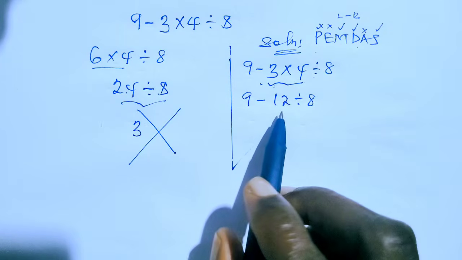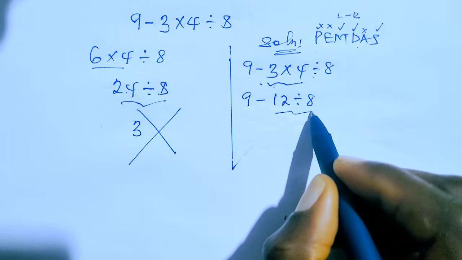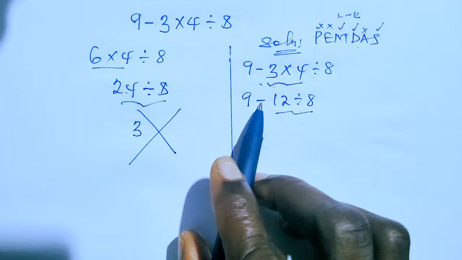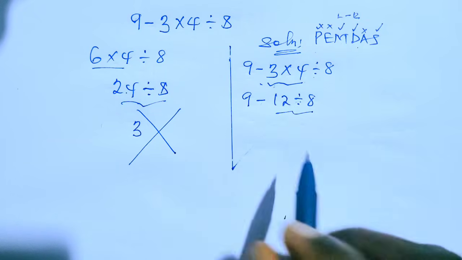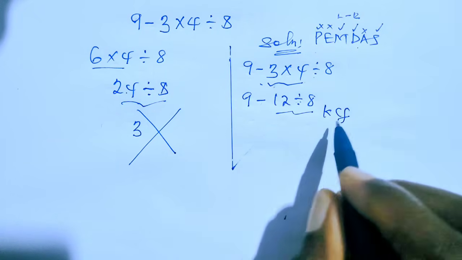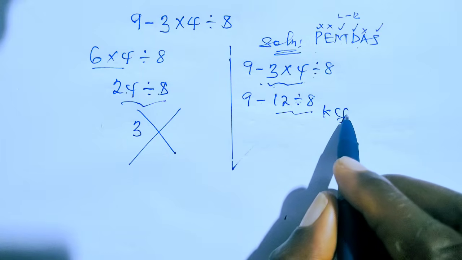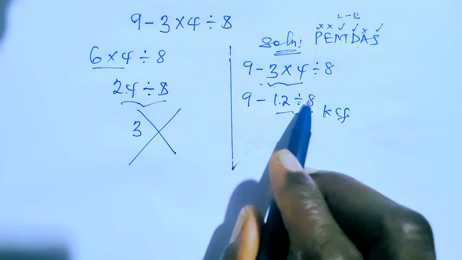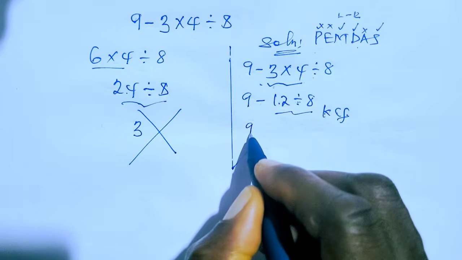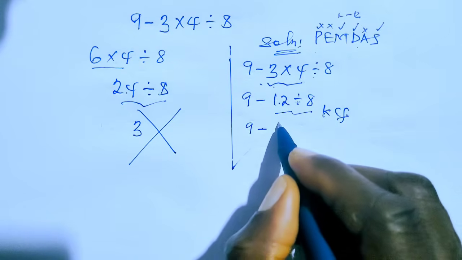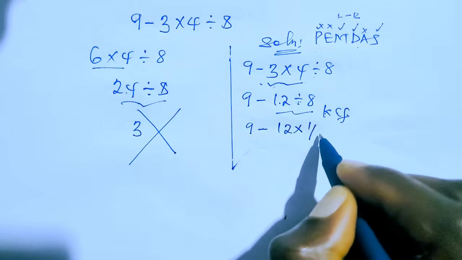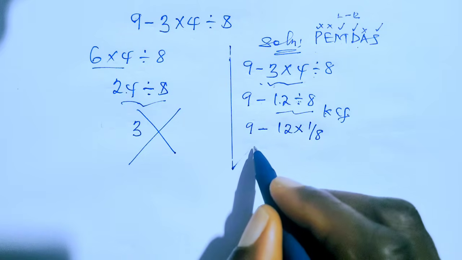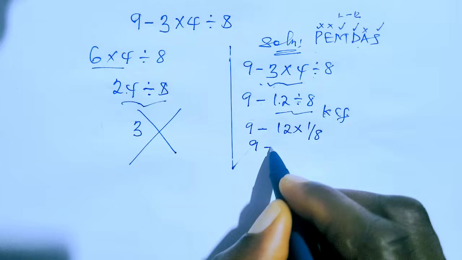Next, we are going to consider division, because from here, division is of higher priority than subtraction. And in that case, here we are going to apply KCF. We are going to use this, which means keep, change, and flip. Therefore, we are going to keep this first value, which is 12, and we change the sign to multiplication, and we flip it. Therefore, the expression becomes 9 minus 12 multiplied by 1 all over 8. And right here, we are going to have 9 minus here.